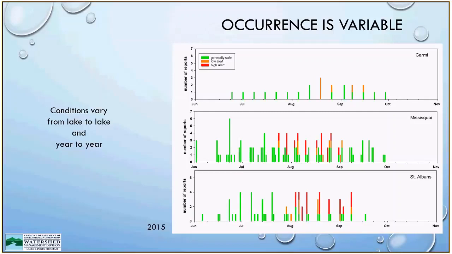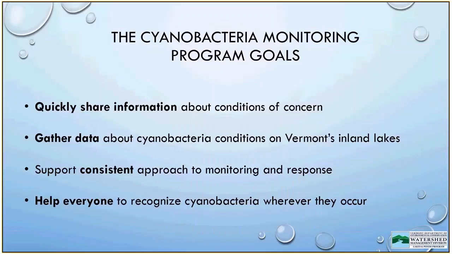So as you monitor, you will become familiar with your lake, and you may find that you have no cyanobacteria at all during the summer when you're monitoring, or at other times you'll find that it may be present only on certain occasions. So the goal of the Cyanobacteria Monitoring Program is to quickly share information about conditions of concern.